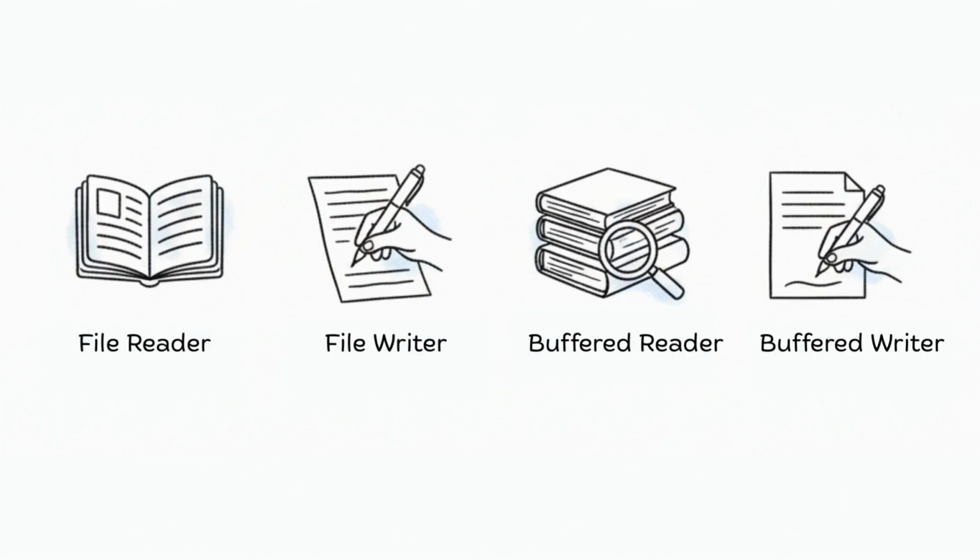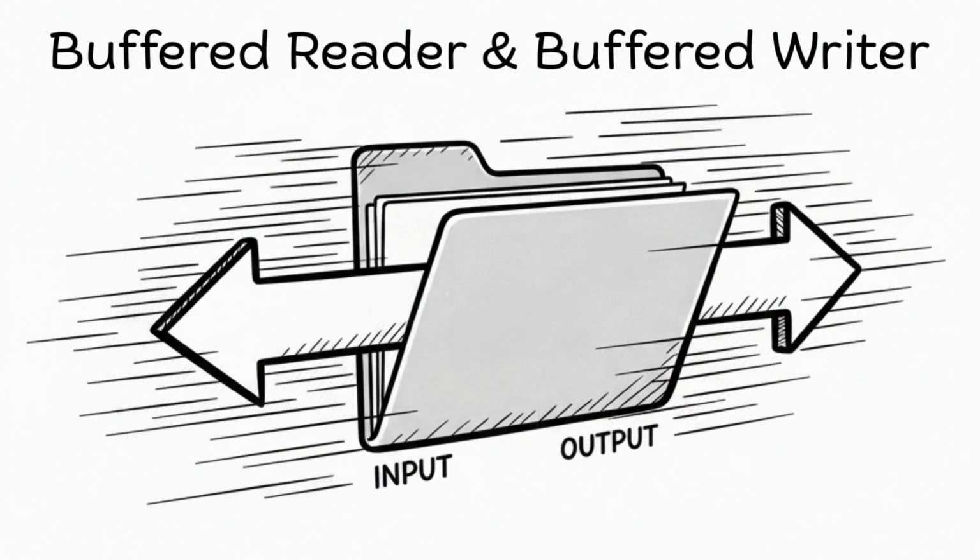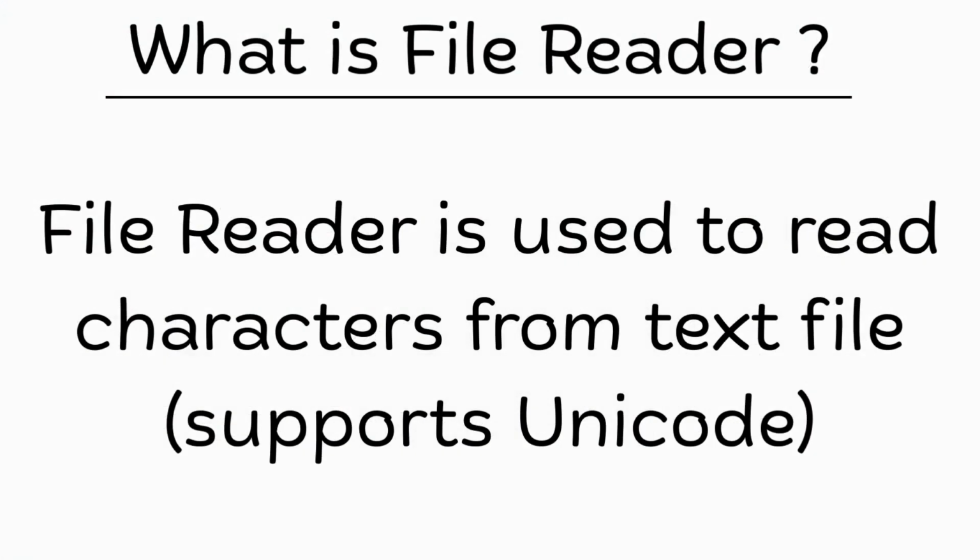And today we are going to explore FileReader, FileWriter, BufferedReader and BufferedWriter. FileReader for reading from files, FileWriter for writing into files, and BufferedReader and BufferedWriter for super fast reading and writing. Now, what is FileReader? FileReader is used to read characters from a text file. Works well for small files. Supports Unicode so that text is handled properly.